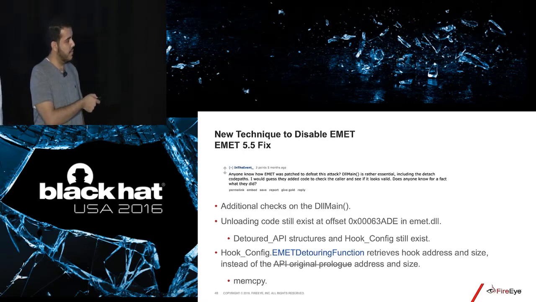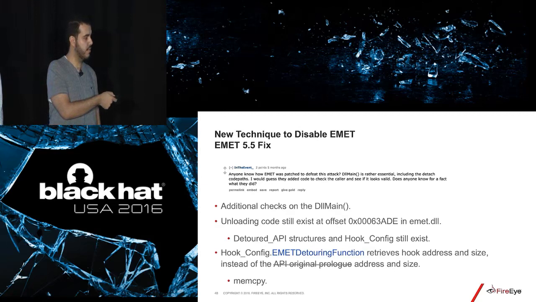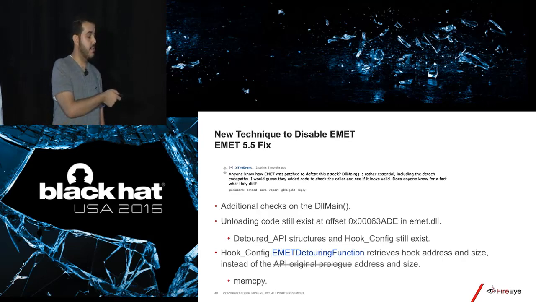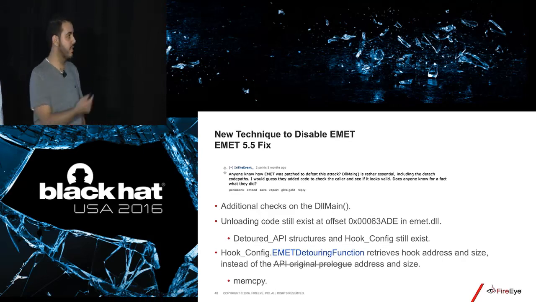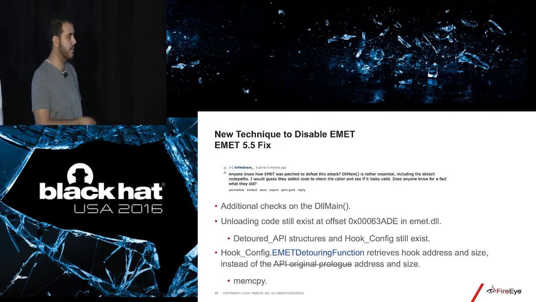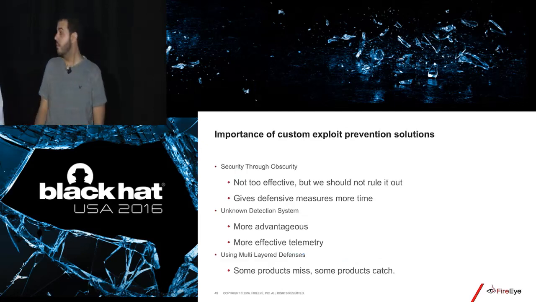I also found that the unloading code is still there at a different offset of the EMET DLL. The detour API structure and the hook config structure that we discussed still exist, but they are ineffective because of the fix. The actual fix was to pivot the pointer, which was used in the previous version of EMET to retrieve the address and size of the original prologue. Right now it points to the hook address and the size of that hook. So even if one succeeded in calling this memcpy and defeated all the additional checks, it would result in rewriting the hook rather than removing it. And this is how they fixed it.